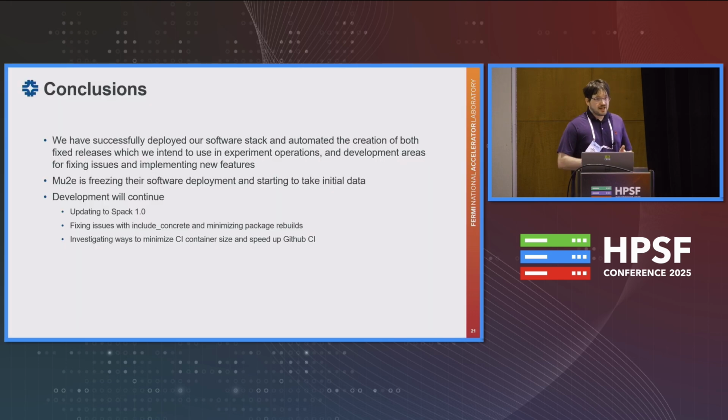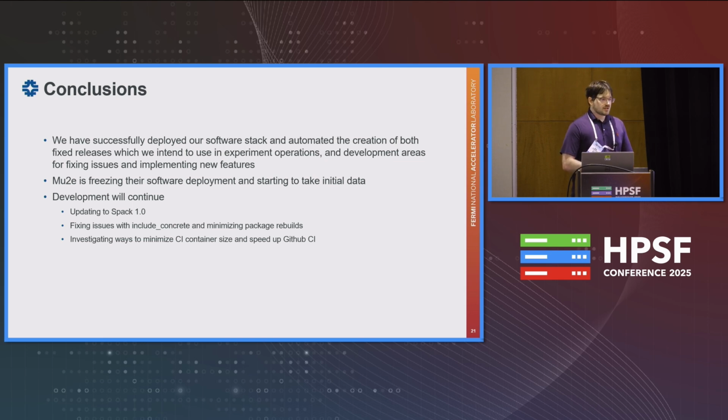So in conclusions, we have successfully deployed the software stack. UDE is freezing their deployment now because they're going to start doing real cosmic tests. So they're moving into production. But of course, we need to continue development of these techniques. We're updating to Spack 1.0. We need to still try to minimize the package rebuilds.